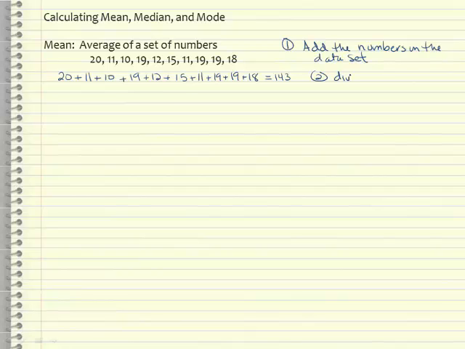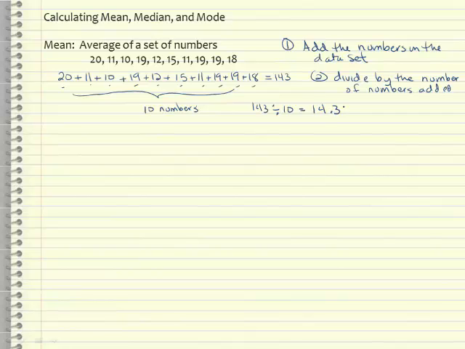Step 2 is divide by the number of numbers added. So I added 1, 2, 3, 4, 5, 6, 7, 8, 9, 10 numbers. So I'll take 143 and divide it by 10, and I'm going to get 14.3 for my mean.